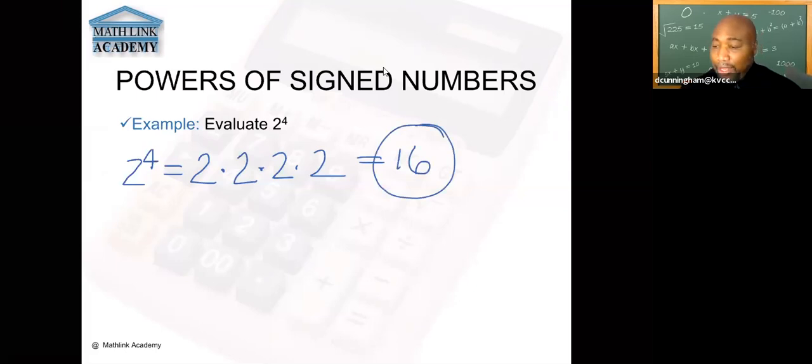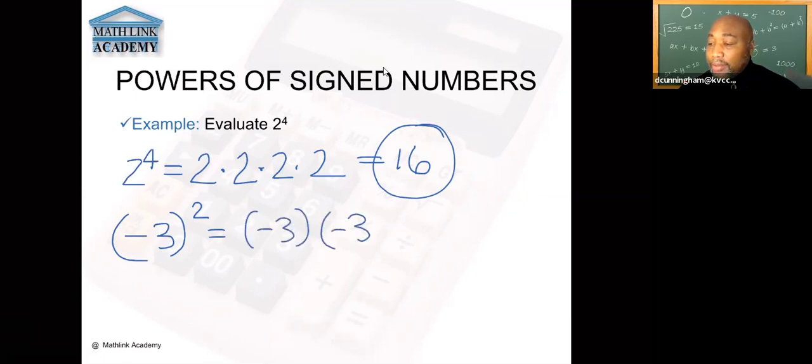Let's look if we had to evaluate (-3) squared. How would you write that long way and then find out what the answer is? What that's saying is I'm taking -3, the base, and I'm multiplying it twice. Notice we're multiplying two negatives, so we know our final answer would be positive. This is saying here's an even power, so your final answer will be positive. So this would be a +9.